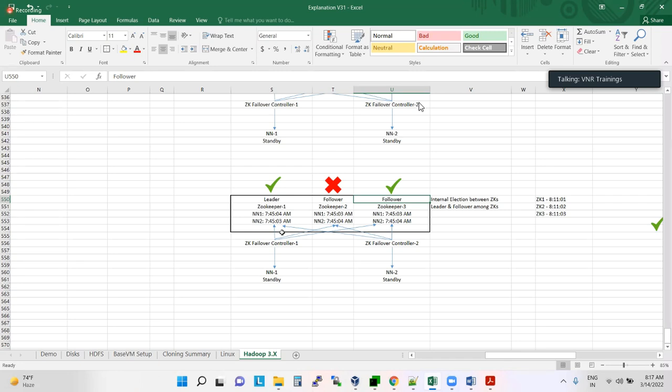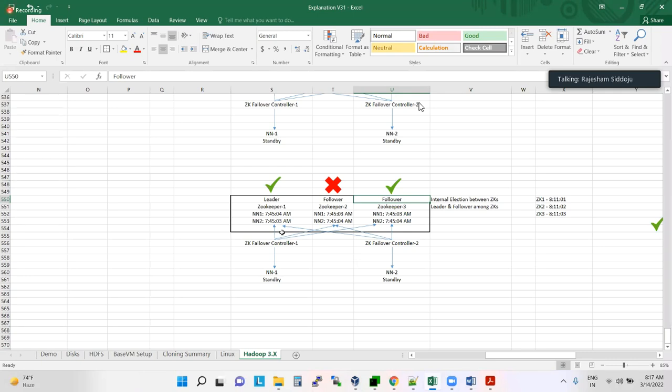When there is a tie scenario, whichever name node is selected by the leader zookeeper, the leader vote will be like 1.5 vote. It is not 1 vote. Leader vote will always have weightage. When there's a tie scenario, to whomever the leader zookeeper selects, that one will become active. Understood?